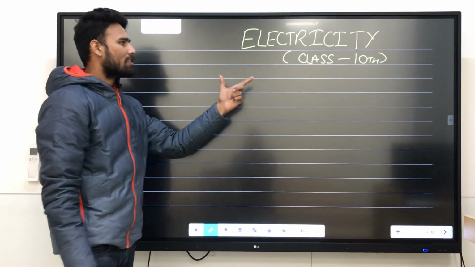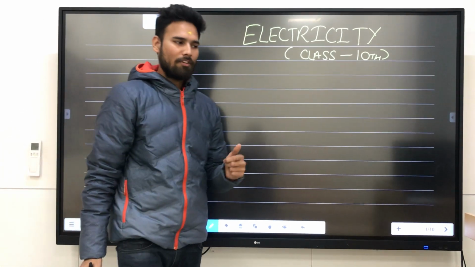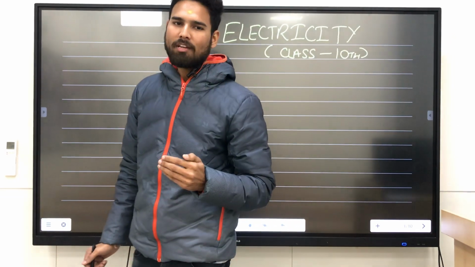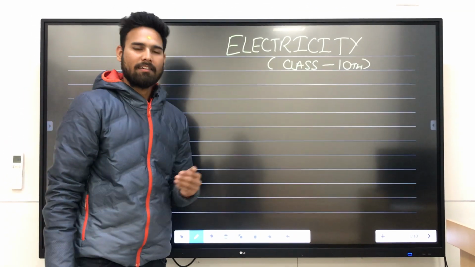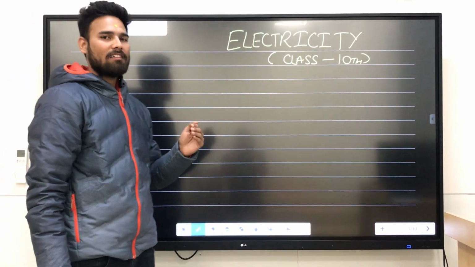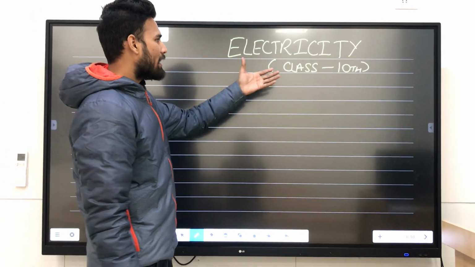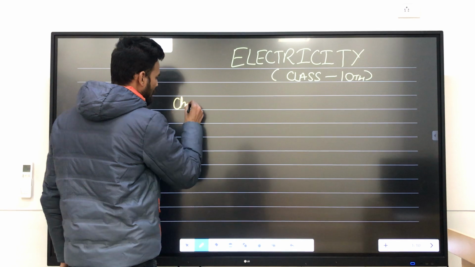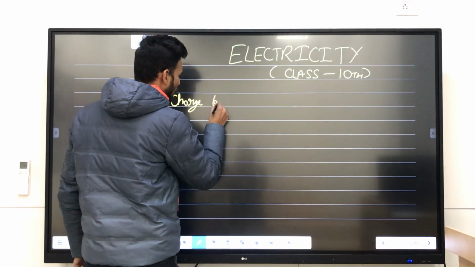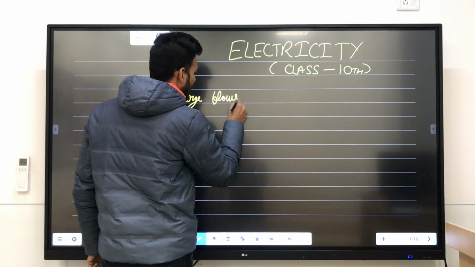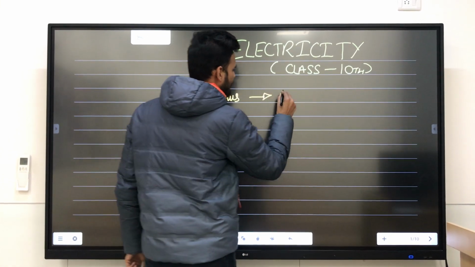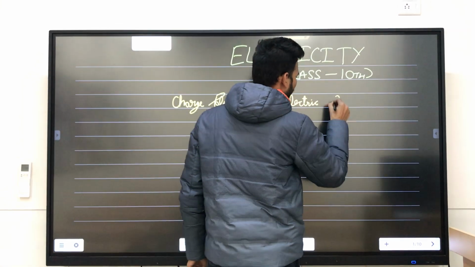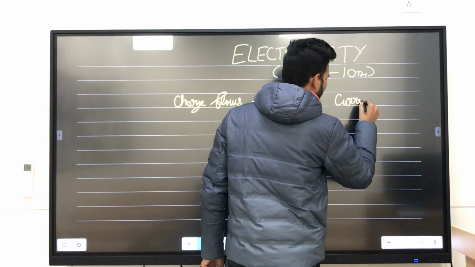Before starting electricity, what is current? We need to know what current is. If something is flowing, we can say that it is current. If air is flowing, we may call it an air current. If water is flowing, we will call it a water current. So what flows? If charge flows, we can say that it is electric current.